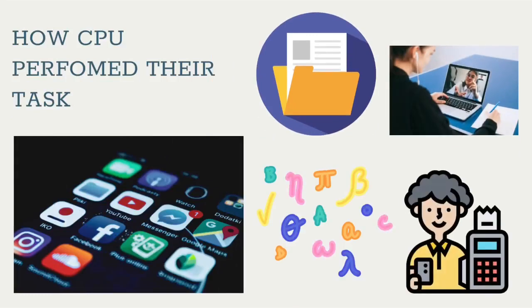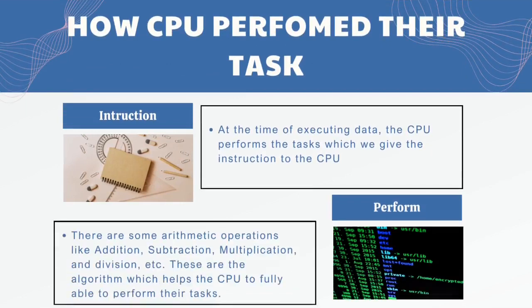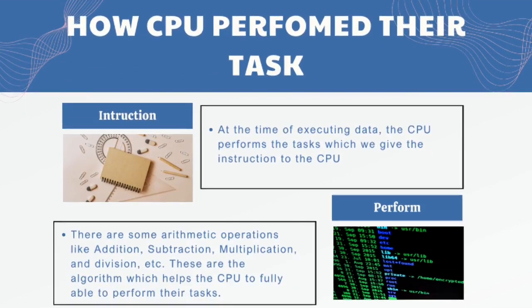How does the CPU perform its tasks? At the time of executing data, the CPU performs tasks according to the instructions given, like open the folder, open the browser, play the video. All these things are instructions provided to the CPU to perform the task for the user.